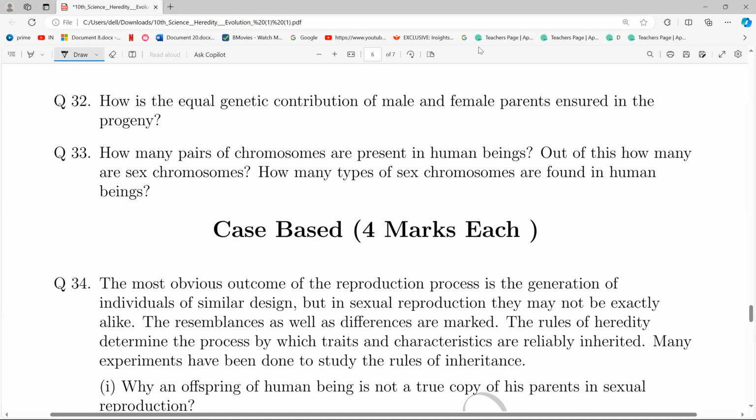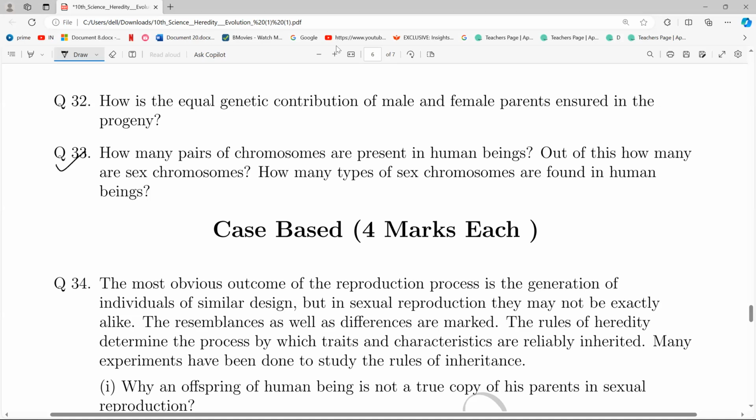How is equal contribution of male and female parent ensured in the progeny? First, let's discuss question number 33, then we will go to question number 32. Those are different slides.